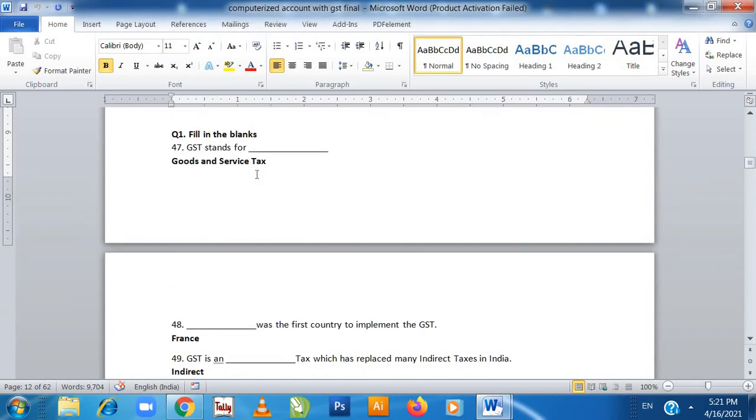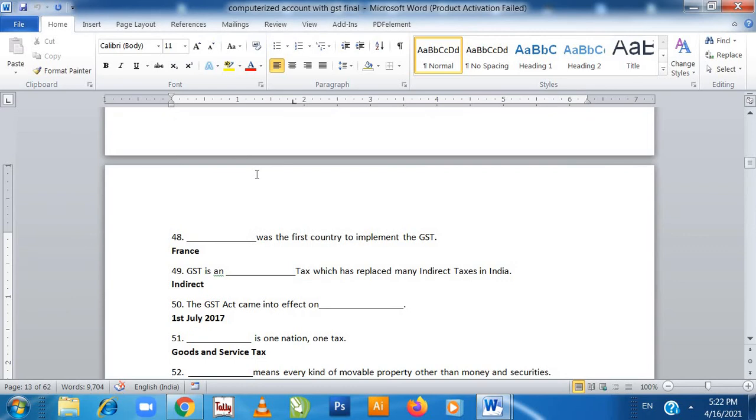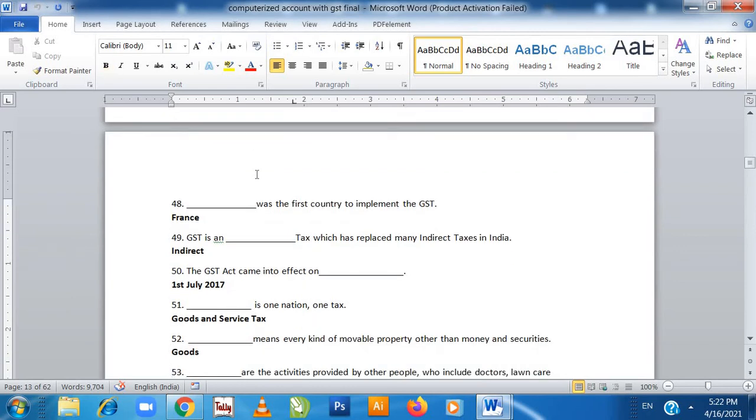Now here is the fill in the blanks. GST stands for dash. Answer is goods and service tax. Dash was the first country to implement the GST. Answer is France. GST is an indirect tax which has replaced many indirect taxes in India. The GST came into effect on 1st July 2017. Dash is one nation, one tax. Answer is goods and service tax.